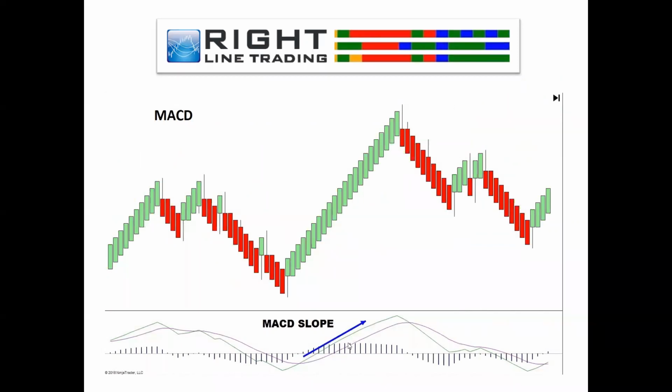One is the acceleration of the MACD line away from the signal line, and the other is the crossover of the MACD line across the signal line. So you have two things that occur, and we use them both, even though I'm not going to go into a lot of detail about that MACD crossover right now.